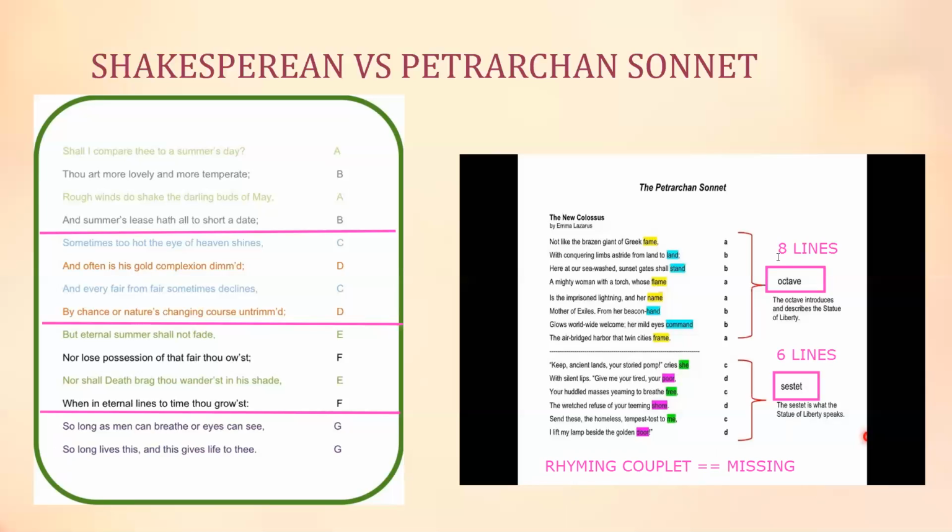In a Petrarchan sonnet, we have 8 lines in the beginning and 6 lines at the end, 2 stanzas only. For a Shakespearean sonnet, we have 3 stanzas here. Okay. Over here, we have a rhyming couplet.